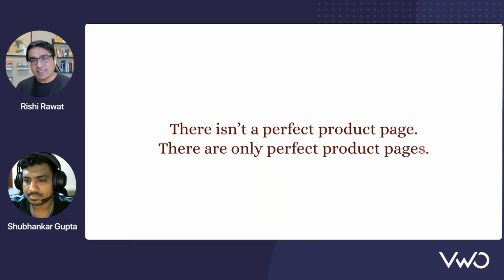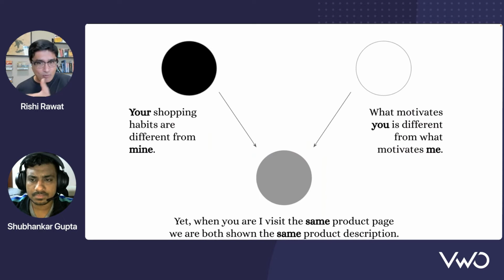So there isn't a perfect product page. There are only perfect product pages. If you're selling a wheelchair, there is a version of that page description that might appeal to me and have the highest effect on conversion rates for me, but there's a different version of that product page that will have a different conversion rate effect for a different type of buyer, because different buyers have different shopper modalities. We behave in different ways. We analyze different things differently. We prioritize information differently.